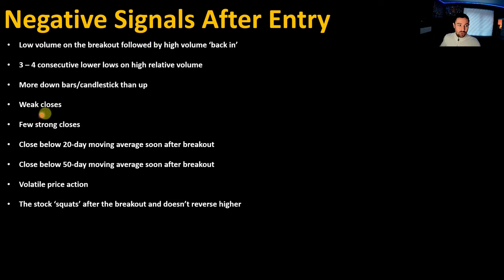That simple. Weak closes, few strong closes, a close below the 20-day moving average soon after the breakout is a very bad signal. Even worse if it closes below the 50-day very soon after the breakout. Volatile price action to the downside as well. Price should really just go to the upside. The stock squats after the breakout and doesn't reverse higher, so it pulls back down on that day, and then it just doesn't reverse back up. It just falls back down into the pivot. So that is concluding that section.